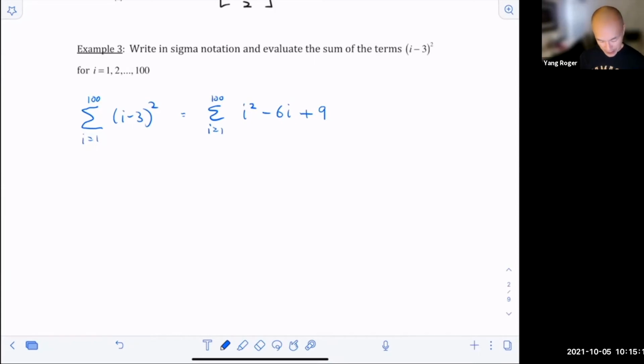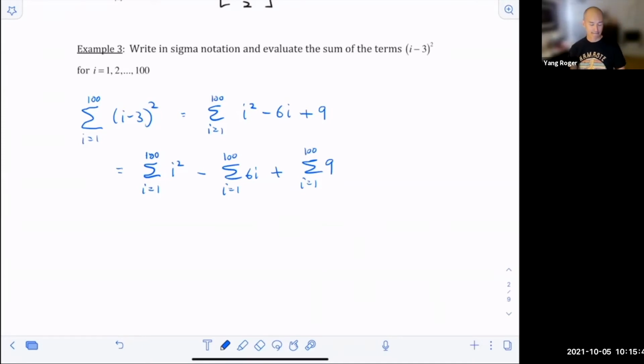Then what I'm going to do next is use the sum and the difference formula. So this is going to be the summation as i goes from 1 to 100 of i squared, minus the sum as i goes from 1 to 100 of 6i, plus the sum as i goes from 1 to 100 of 9. This is still not exactly how I want it yet, but we're getting close.